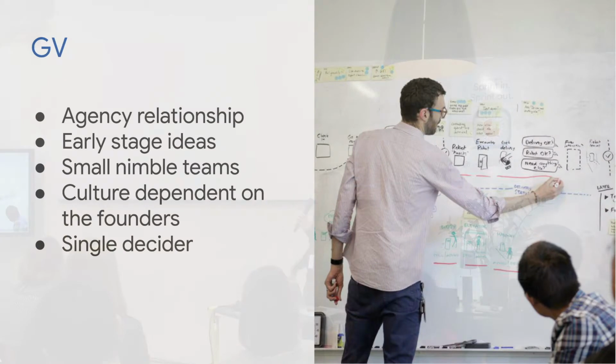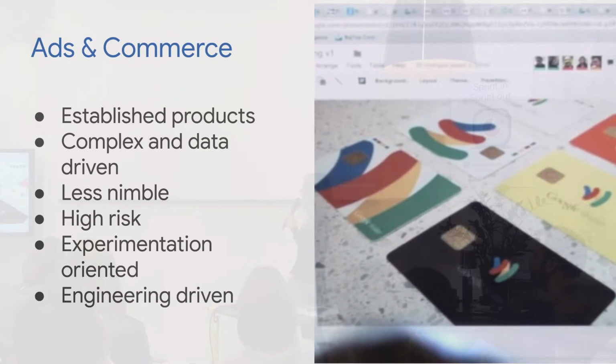Google Ventures, these guys were working a little differently. They were working with startups, so also early stage ideas, also small teams that were able to clear their calendars. But they have an agency relationship with the people who they're funding, their grantees. So they're on the outside. They're not on the inside of those product teams. So you can see working with them is a little bit different because they're in this agency relationship. And oftentimes they're working with a startup that has a single decider, one person who can make the decision, yes or no, we're going to do this. That's a little bit different than inside of Google.